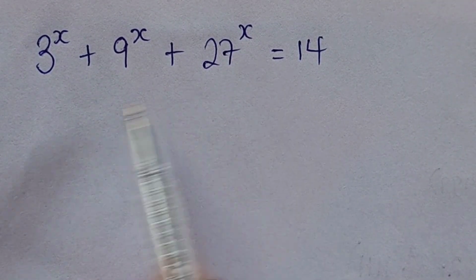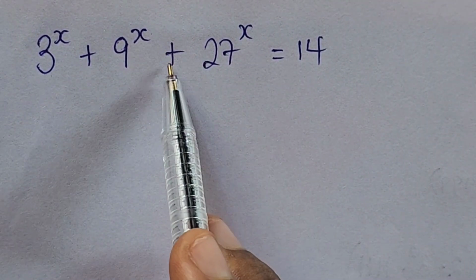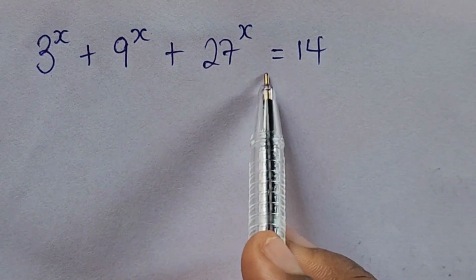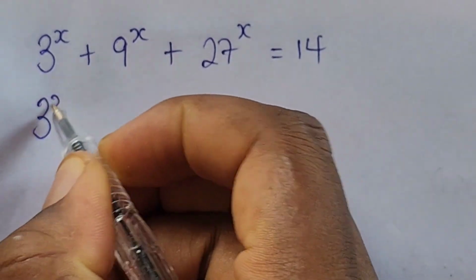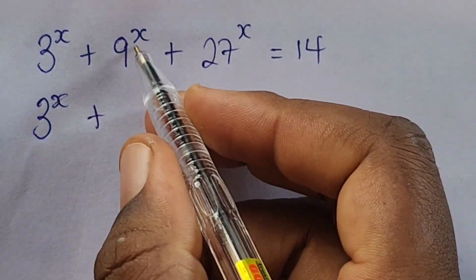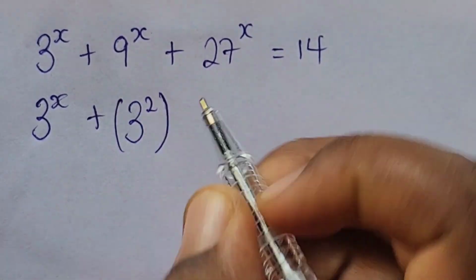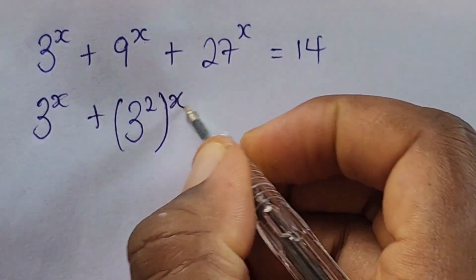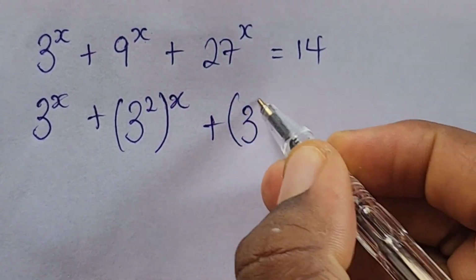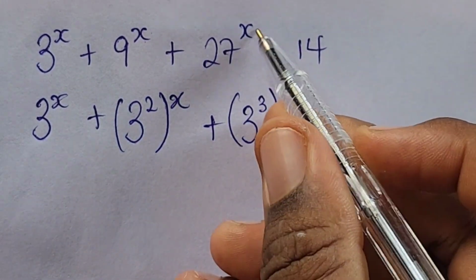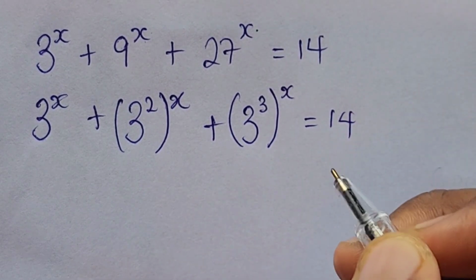Let's solve this together. We have 3 to the power of x plus 9 to the power of x plus 27 to the power of x is equal to 14. So let's begin. This is 3 to the power of x plus our 9, which is the same as 3 to the power of 2 further raised to the power of x, plus we have 27 as 3 to the power of 3 further raised to the power of x, and is equal to 14.